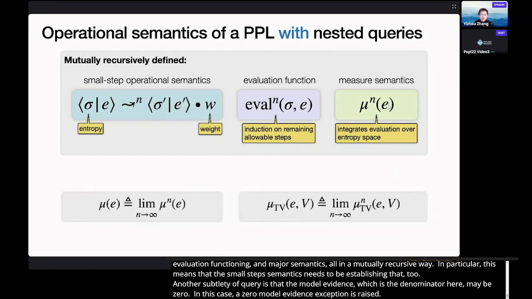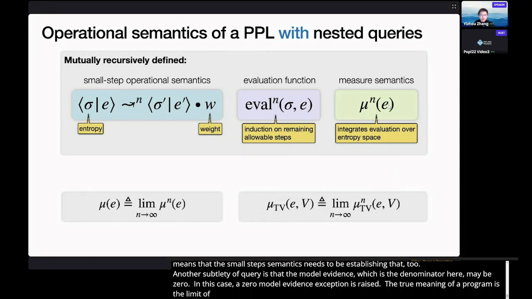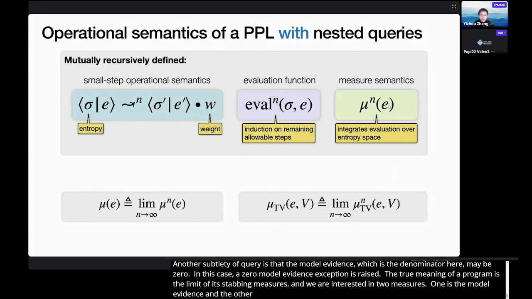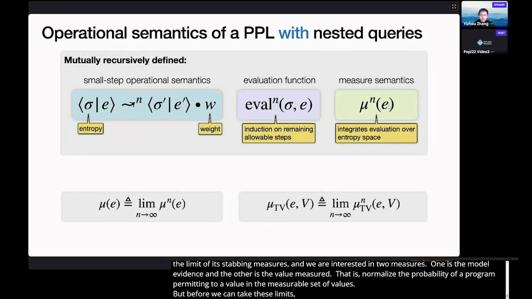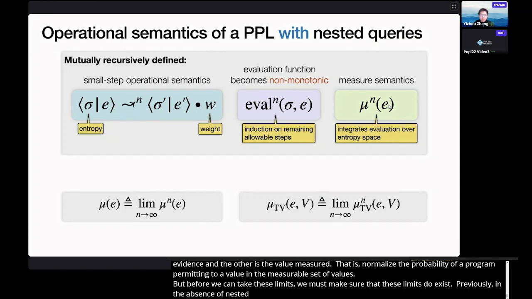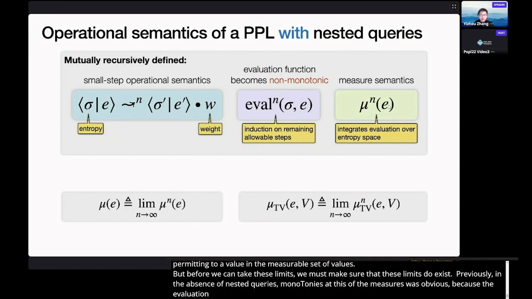The true meaning of a program is the limit of its step indexed measures. And we are interested in two measures. One is the model evidence, and the other is the value measure. That is the unnormalized probability of a program terminating to a value in the measurable set of values. But before we can take these limits, we must make sure that these limits do exist. Previously, in the absence of nested queries, monotonicity of the measures was obvious because the integrand, that is, the evaluation function, was monotonic with respect to the step index. So the limits were guaranteed to exist.